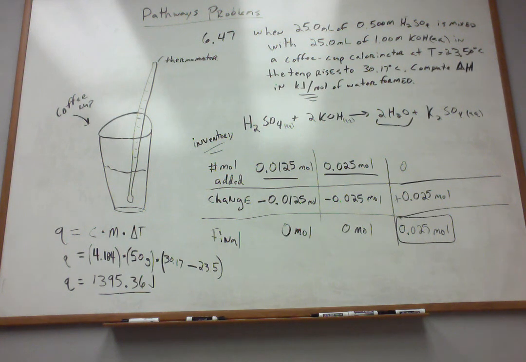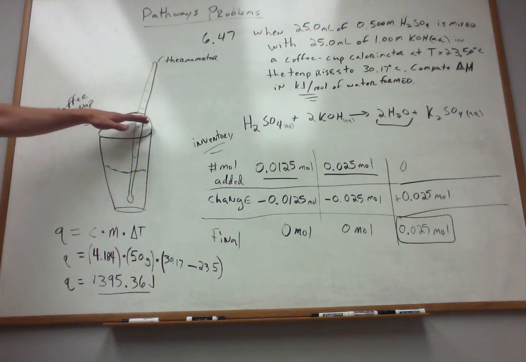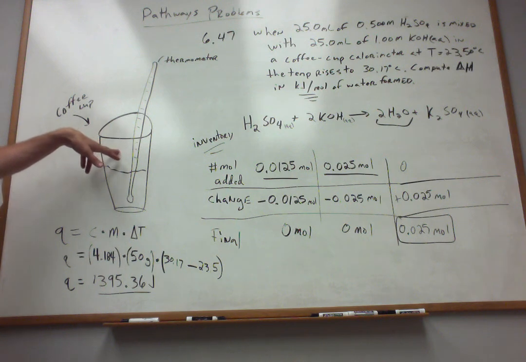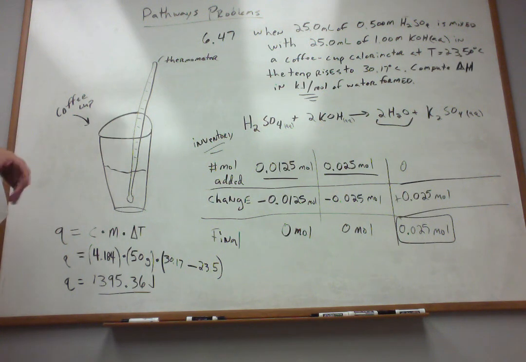And the really cool thing about it is sometimes you'll put a little cardboard cover here, but it's not really airtight. So you're actually doing constant pressure calorimetry here because the atmospheric pressure is always the same, which means that we're actually measuring our enthalpy change, because by definition, your enthalpy is the heat flow at constant pressure. So we're actually measuring our delta H.